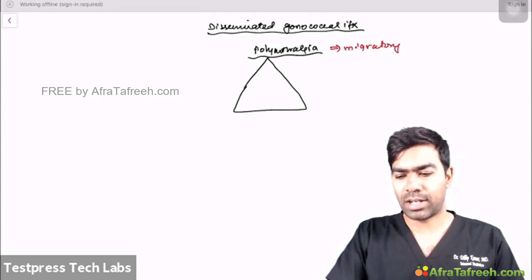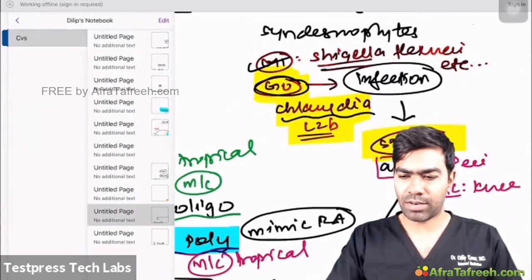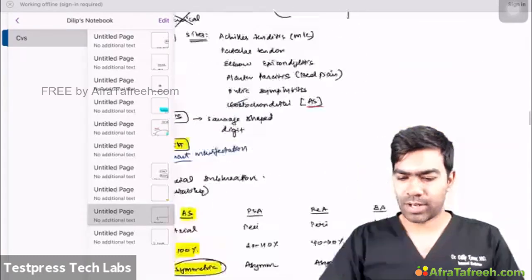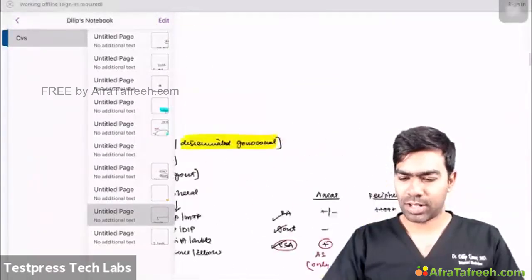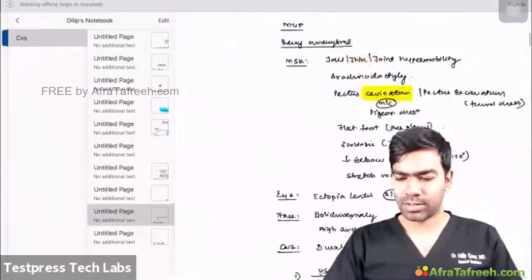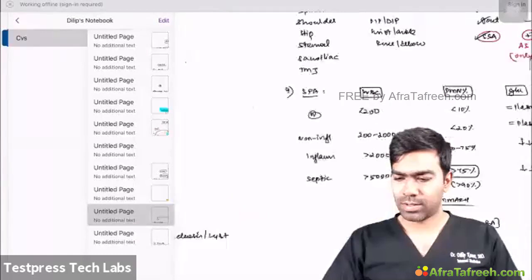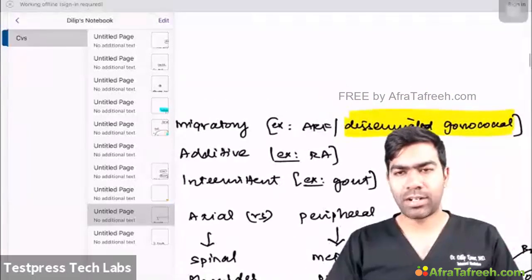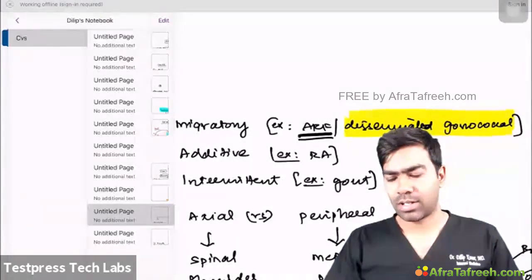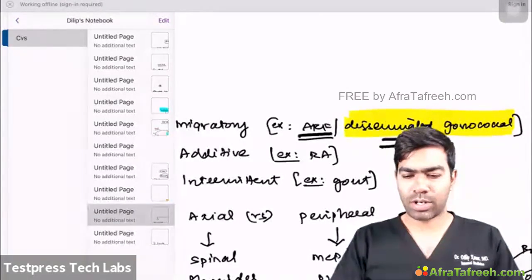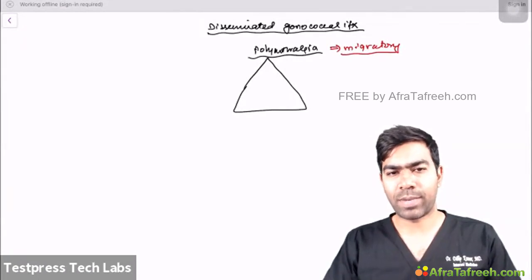If you remember yesterday in the beginning itself, I would have told this very clearly. Whenever in exam, if they give a migratory kind of a pattern, there are 2 things that you need to think about. One is acute rheumatic fever, and second is the disseminated gonococcal infection. So that's why yesterday I told you that point. That's really, really important. So they'll have more of a migratory kind of a pattern here.